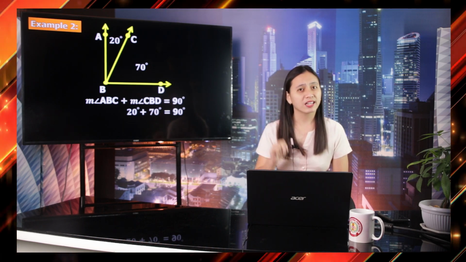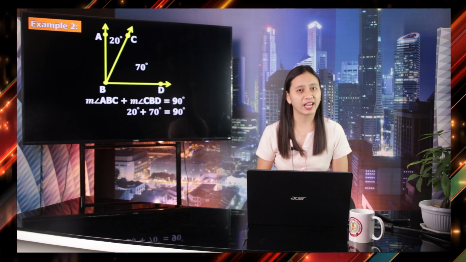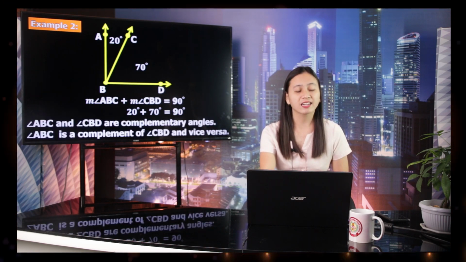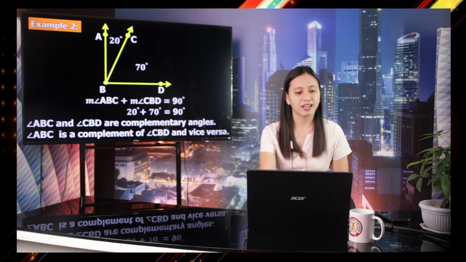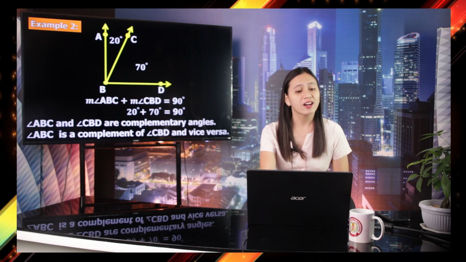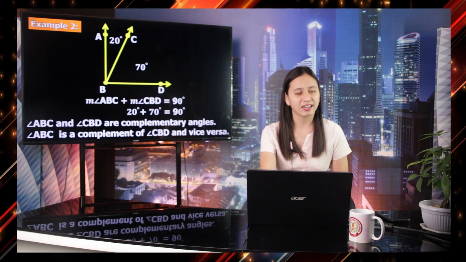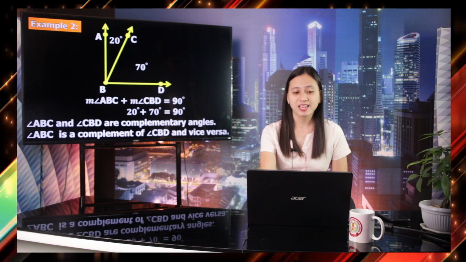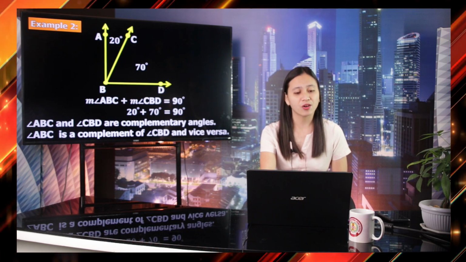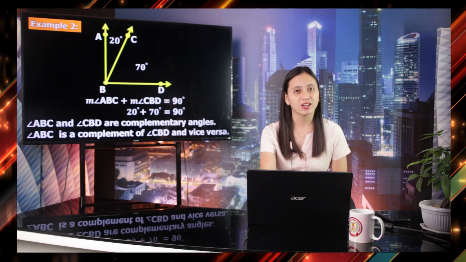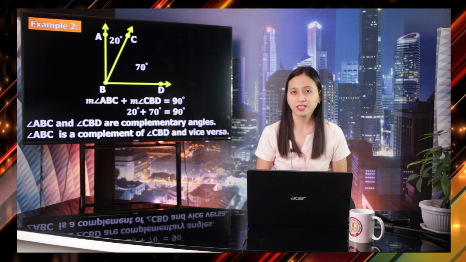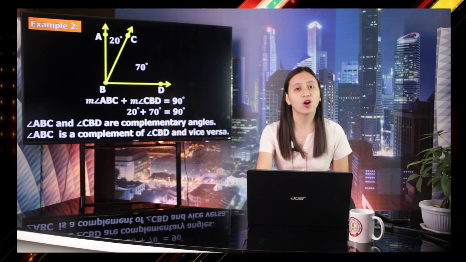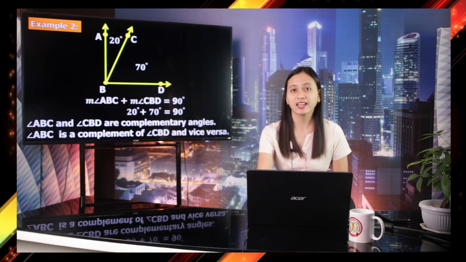So the two angles have a sum of 90 degrees. So we can say that angle ABC and angle CBD are complementary angles. In other words, angle ABC is a complement of angle CBD. Or we can also interchange the statement, angle CBD is a complement of angle ABC.